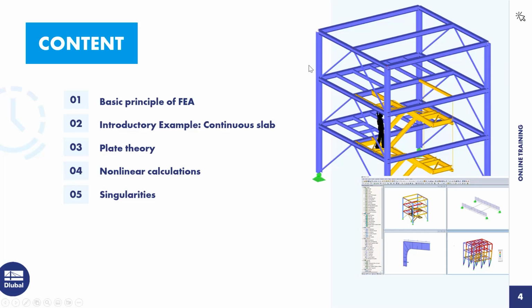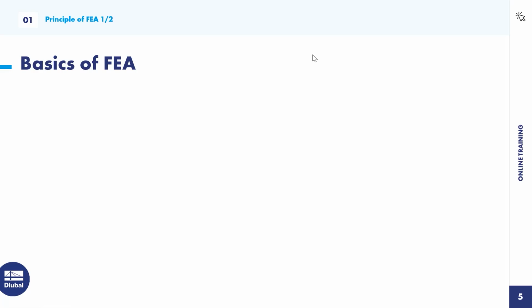Okay, so let's start with the basics of the finite element analysis. As you may know from previous statics lessons in your studies, there are two methods to calculate overdetermined systems. One would be the displacement method, and the other would be the force method. The force method is called the force method since the forces are the unknowns in this solving process. Within the displacement method, we have the displacements as the unknowns. The displacement method is, in this case, more important for us since it is implemented within RFEM. So also most computer programs will use the displacement method.